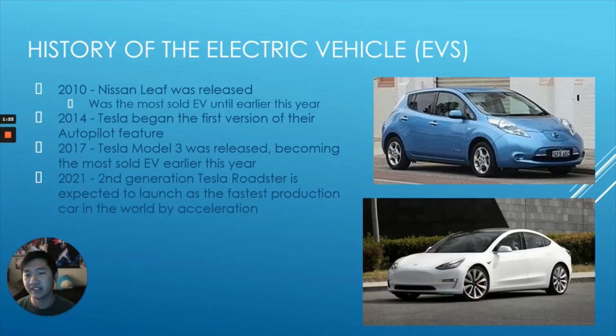And in 2010, the Nissan Leaf was released, which was the most sold electric vehicle until earlier this year. In 2014, Tesla began their first version of the autopilot feature, and in 2017 the Tesla Model 3 was released, and since its release it has become the most sold electric vehicle. And in 2021 the second generation of the Tesla Roadster is expected to launch, as the fastest production car in the world by acceleration.